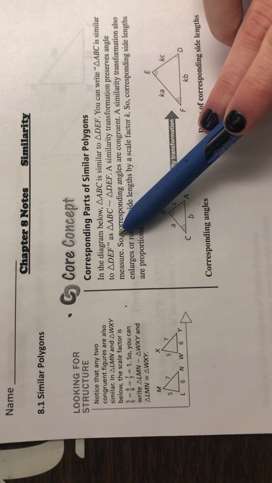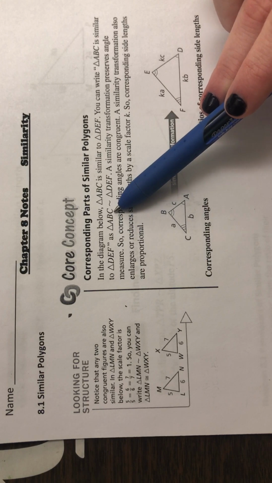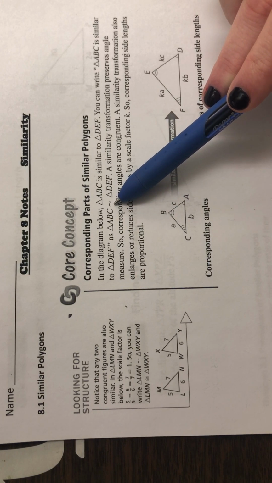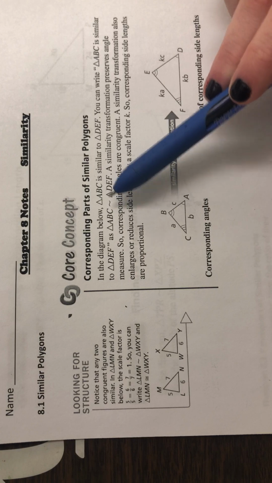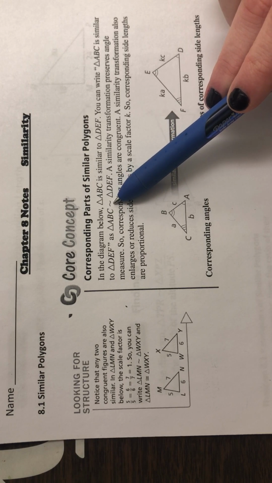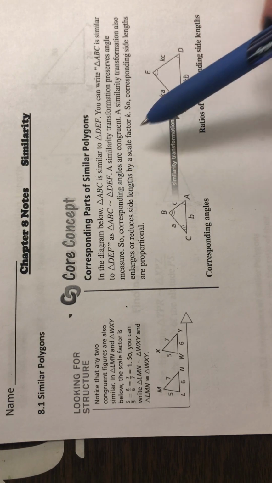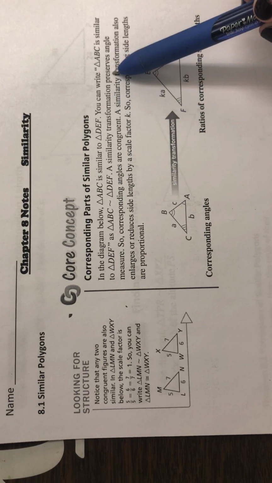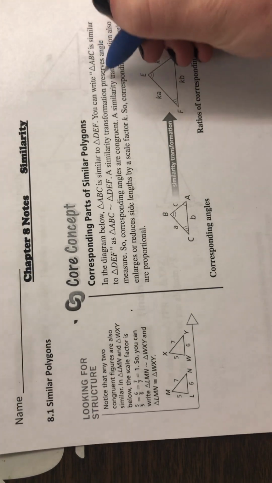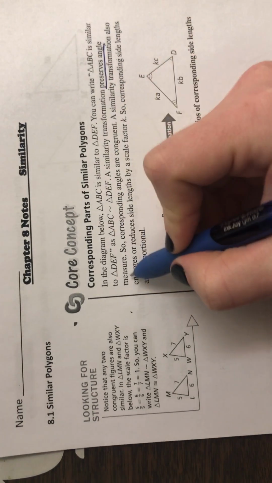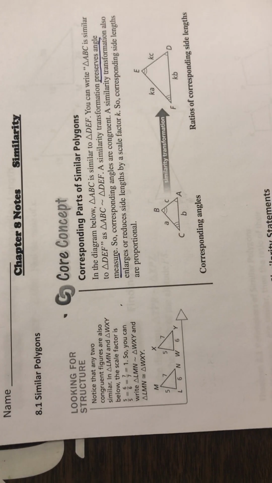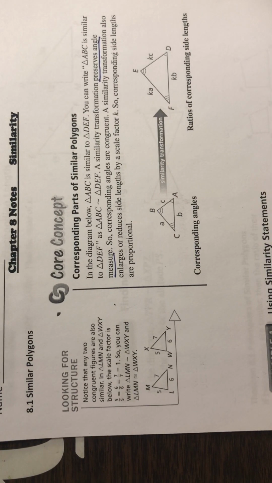Whenever I want to write that, I write triangle ABC, and then I make this little squiggly line, almost like the top half of a congruent sign without the equals on the bottom, is similar to triangle DEF. A similarity transformation preserves angle measure. That's important, so I should underline it: preserves angle measure. So corresponding angles are congruent.